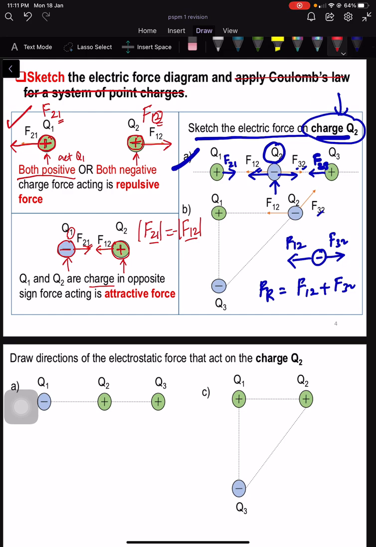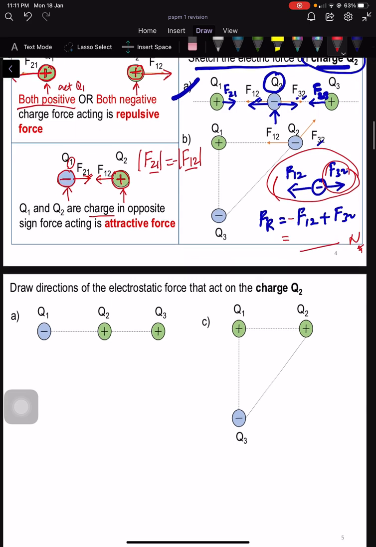But we consider the direction based on the drawing, right? So based on the drawing, F32 is to the right. To the right we always assume positive. F12 is to the left, so we will assume negative here. Okay? Alright. So when you calculate, you will get the answer. Like that. So don't worry, because all of this you will learn in tutorial class.